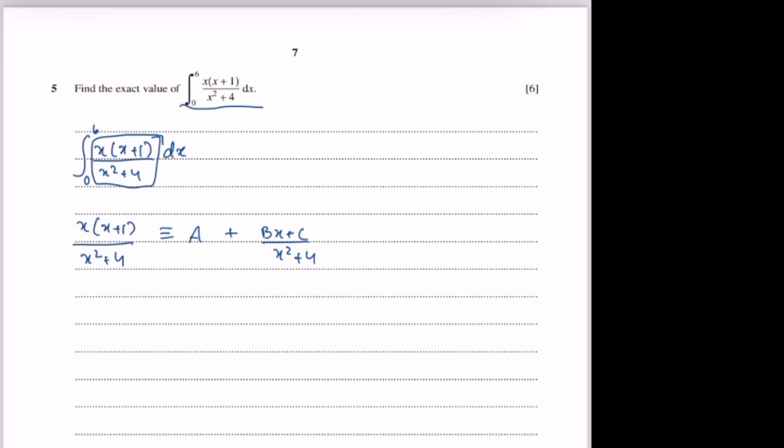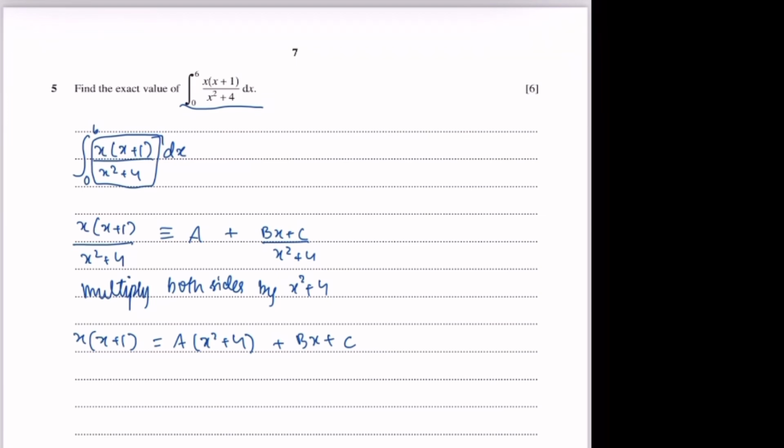And now we're going to multiply both sides by x squared plus 4. So this becomes x into x plus 1 is equal to a into x squared plus 4 plus bx plus c. So firstly, to find the value of a, what do we do?